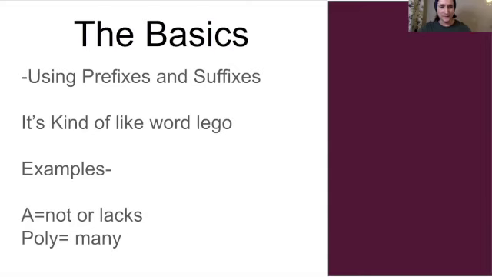So what are some examples? An example of this is a at the beginning of a word as a prefix. It can mean not or lacks, like apathy. It means to not care about something, similar to sympathy, right? But you pronounce it apathy. I was just saying it that way for emphasis.